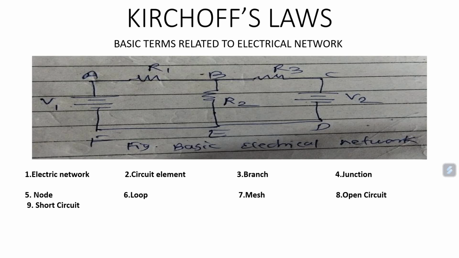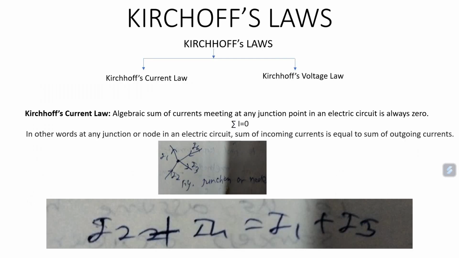Okay, so I hope now you have an idea about the concept of electrical network, circuit element, branch, junction, node, loop, mesh, open circuit and short circuit. Now we'll actually start with the main point, that is Kirchhoff's laws. So what is Kirchhoff's law? Kirchhoff's law is divided into two types: Kirchhoff's current law, also called KCL, and Kirchhoff's voltage law, also called KVL.